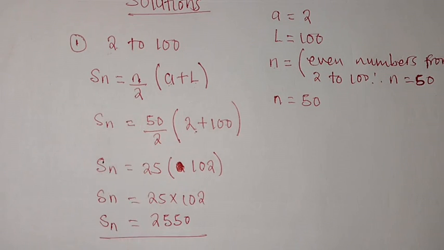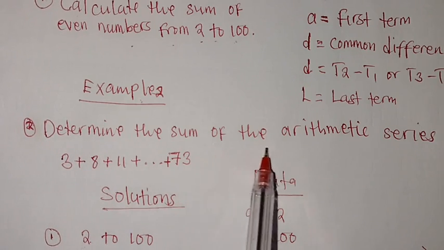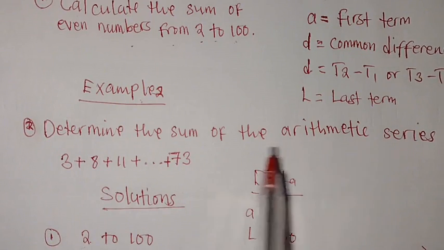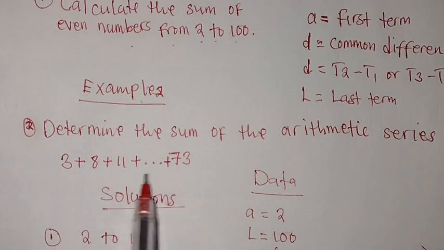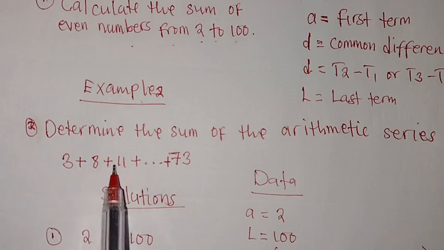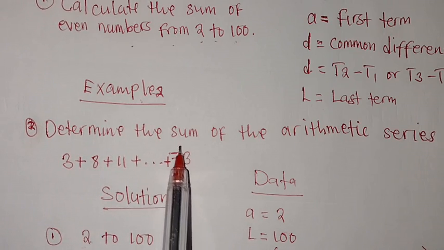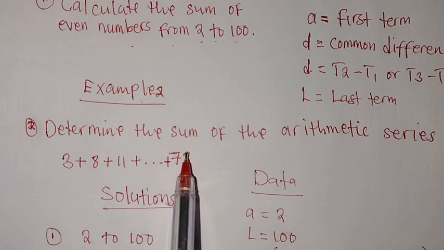Okay, let us now look at example 2. Determine the sum of the arithmetic series. This is the arithmetic series, which has the plus signs here: 3 plus 8 plus 11 plus, then plus 73. So 73 is the last term. They want us to determine the sum of this arithmetic series.